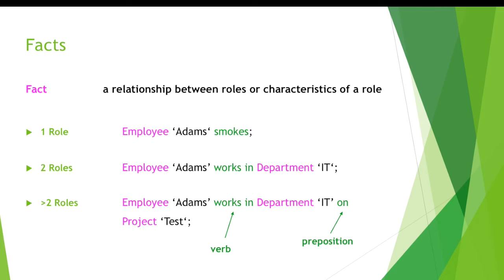And something I want to add here is that facts between two or more objects can have multiple readings representing the different ways the same information can be expressed in natural language. So instead of saying employee Adams works in department IT on project test, we could also say project test is executed in department IT by employee Adams.